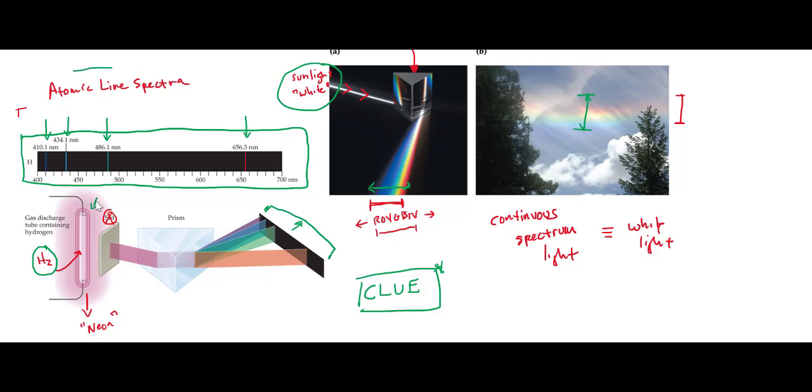And so they call them atomic line spectra because they're atoms and they're being excited inside of this tube and they're producing these distinct lines instead of a continuous spectrum. Those atomic line spectra are unique to that particular element or atom.